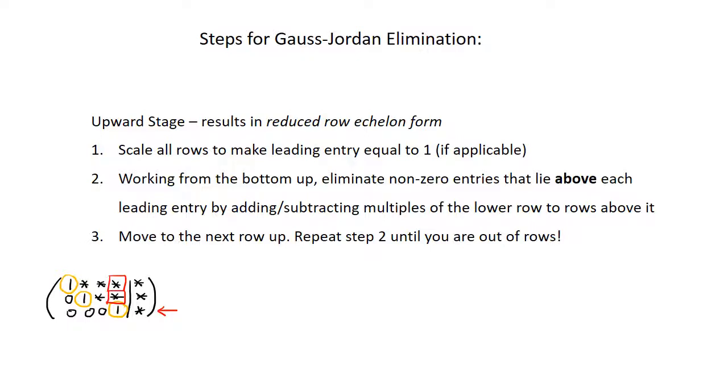Once we've done that, our cartoon is going to look like this. Okay, so we have all zeros above this leading entry. Now we move on to the next row. Okay, we find our leading entry, and we're going to clear out everything that lives above the leading entry by, in this case, taking R1 minus star times R2. Okay, and this will put us in this form.